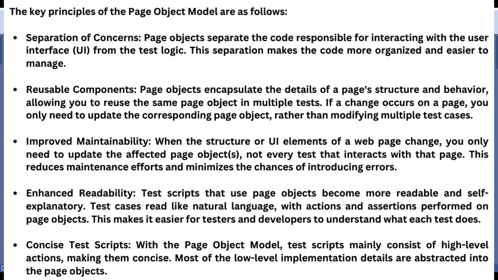A reusable component. Page objects encapsulate the details of a page's structure and behavior, allowing you to reuse the same page object in multiple test cases. For example, say you have cart test cases, login test cases, and product test cases. But all these test cases first have to execute the login. That means the user needs to log in to the system, and then they can go to the product, select the product, and add it to the cart. So in that case, the login page needs to be defined one time, and the same login page object can be used for any test scenario which needs to interact with the login page. That's why it's called a reusable component.